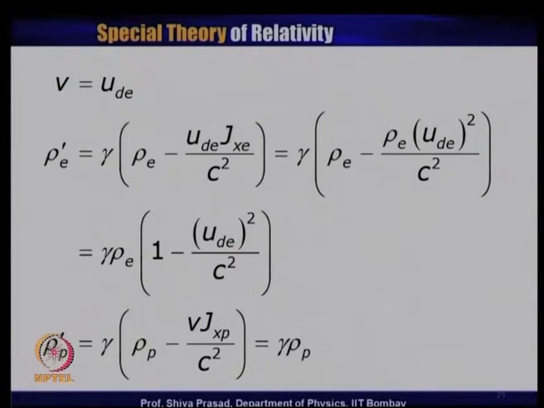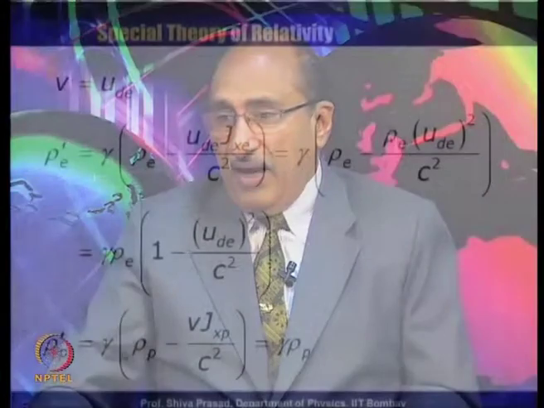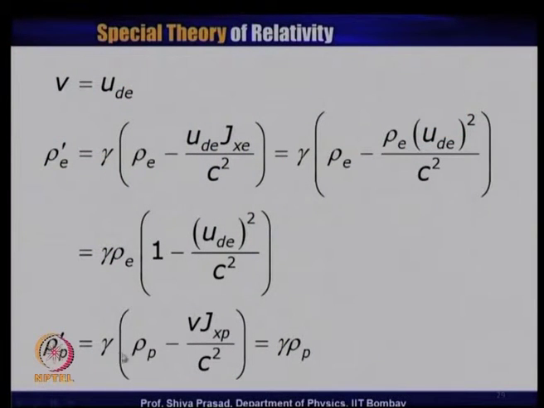But I know that this jxp is 0 because the charges were not moving in S frame of reference. Therefore, current density in that particular frame has to be 0. Therefore, this quantity will be 0, and this I can write as gamma rho p. So, as we can see, the charge densities as seen in S prime frame of reference are not the same because of this transformation. Therefore, this is not equal to this.